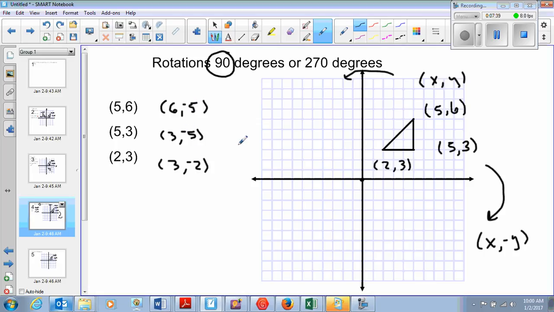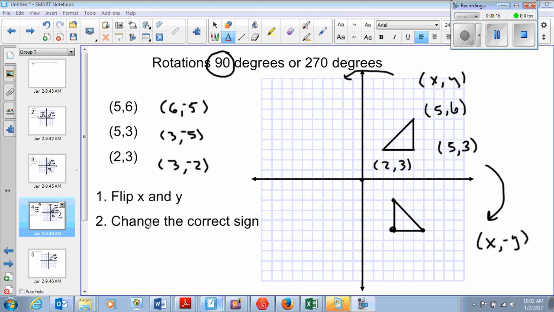And let's see where these points end up. We have a point at 6, negative 5. We have a point at 3, 5. And lastly, we have a point at 3, negative 2. And then if we connect those, we can see how this image isn't a reflection, it's a rotation. And there's our new image. It's been rotated 90 degrees in this coordinate about the origin.